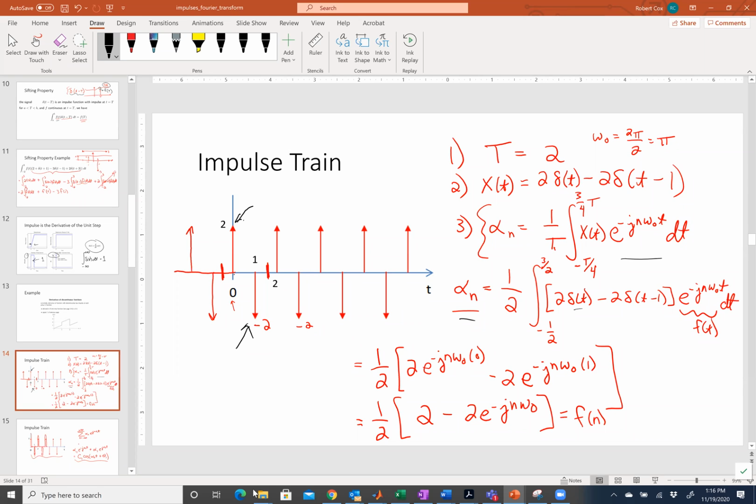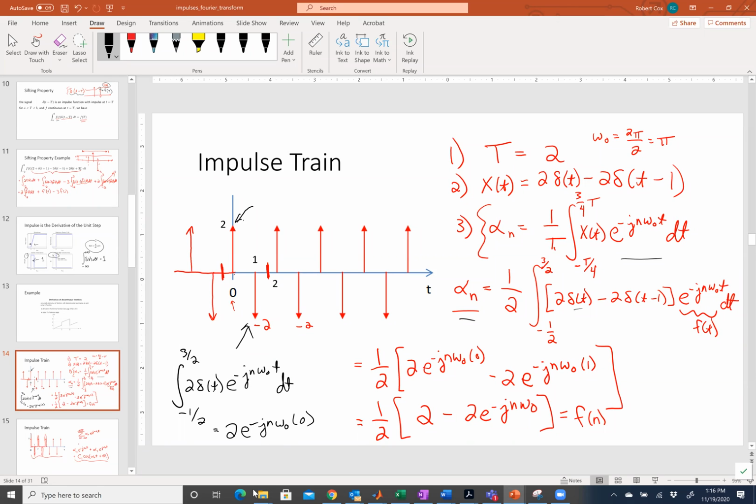So what do I do? When I take the integral of 2 delta t times e to the negative j n omega naught t dt from negative 1/2 to 3/2, what's that going to be equal to? Is that a hard integral to do? No, it's a very easy integral. What's the value of it? What's the value of that guy going to be? Isn't it going to be like 2e to the negative j n omega naught times 0?